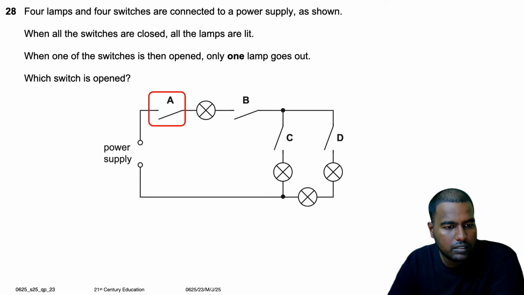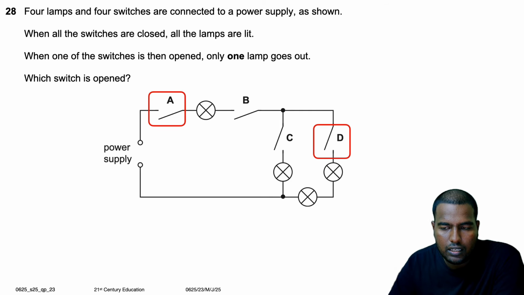If we open A, then none of the bulbs will glow. So it's not A. Then let's check. If we open B, both C and D will not glow. If we open D, both these bulbs will not glow. So only if we open C, then only this bulb will go out. So it's option C.